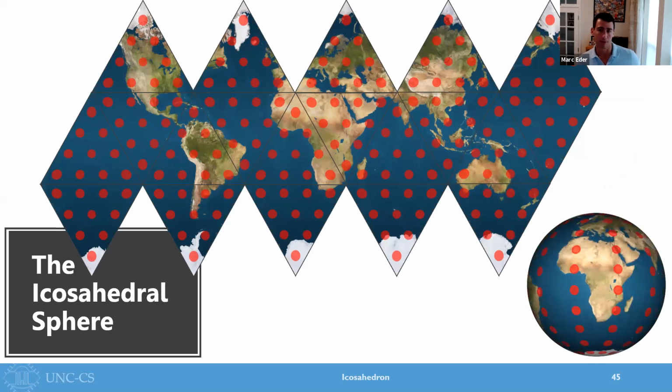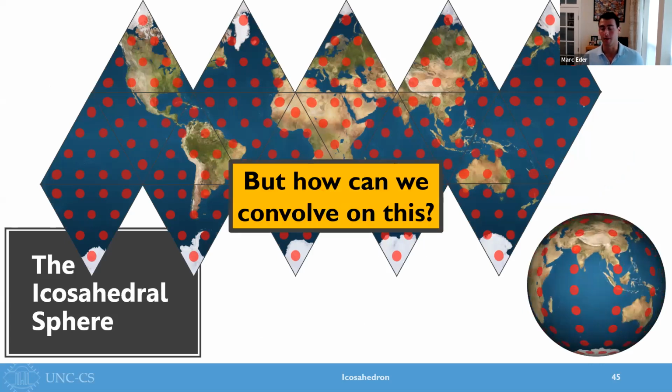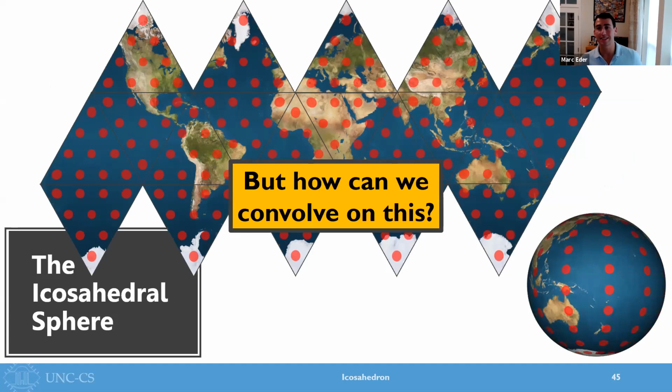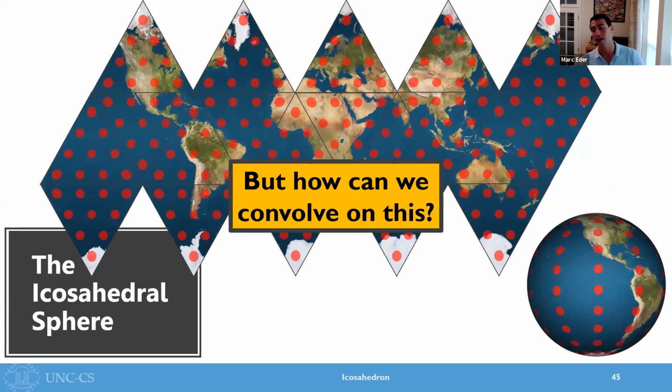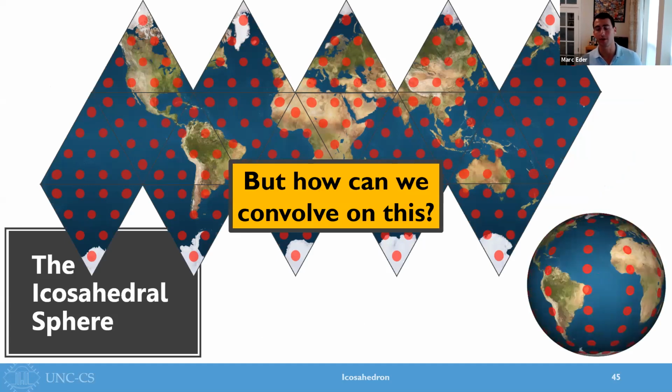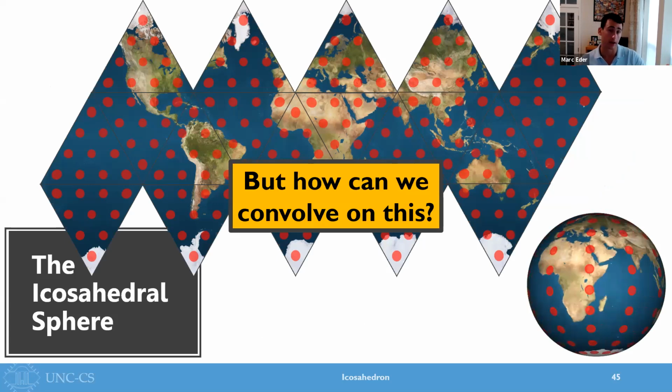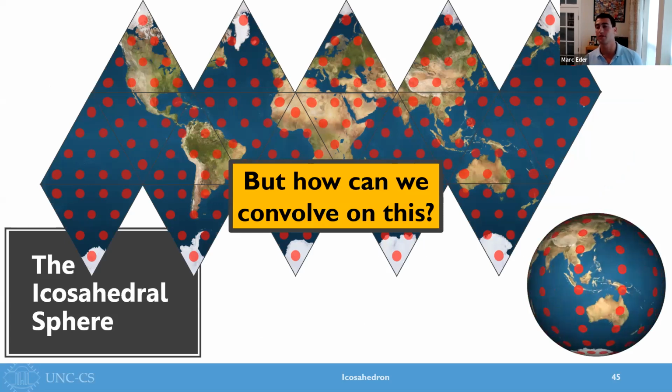But we now have a problem, which is that convolution and many of our other algorithms are designed for a pixel grid. The icosahedron is tessellated by triangles, meaning it's broken up by triangles instead of squares. So how can we convolve on this?